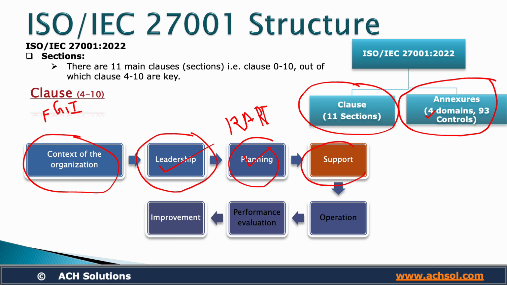Next is support. So this particular section, support, covers the resource competence, awareness, communication, and documented information. So let's say you planned everything, you have leadership commitment, but if you don't have the right people, you need competent people to execute this ISMS who know about cybersecurity. You need a team who can educate the other teams that hey, this is how you should do it.